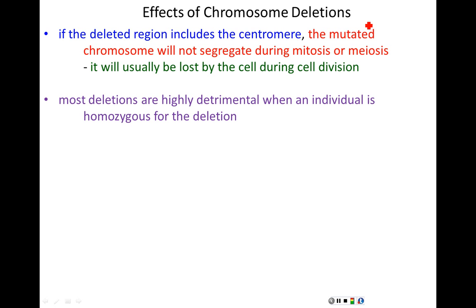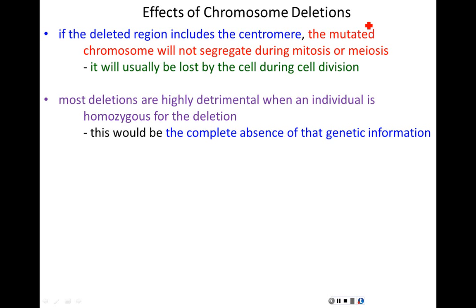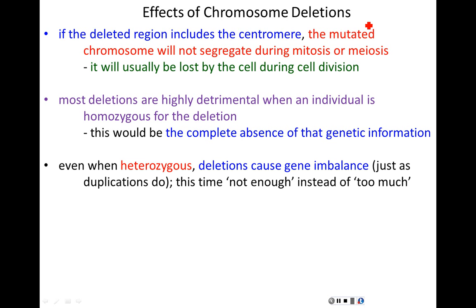Most deletions are highly detrimental when an individual is homozygous for the deletion. That's when both alleles have been removed. So here we have the complete absence of that genetic information in total. But even when heterozygous, deletions cause imbalance because we're supposed to have two alleles, and now we only have one.